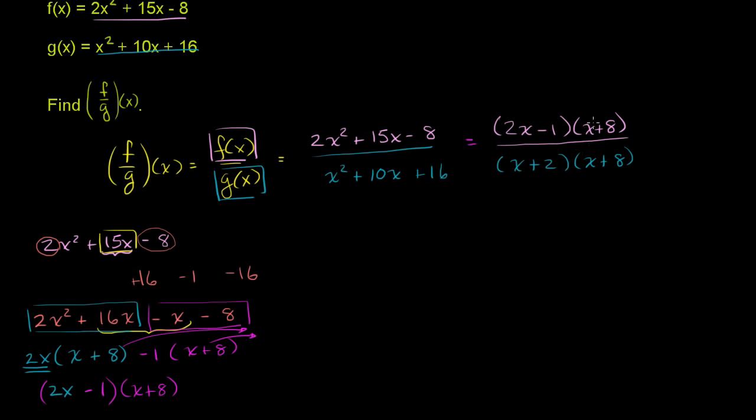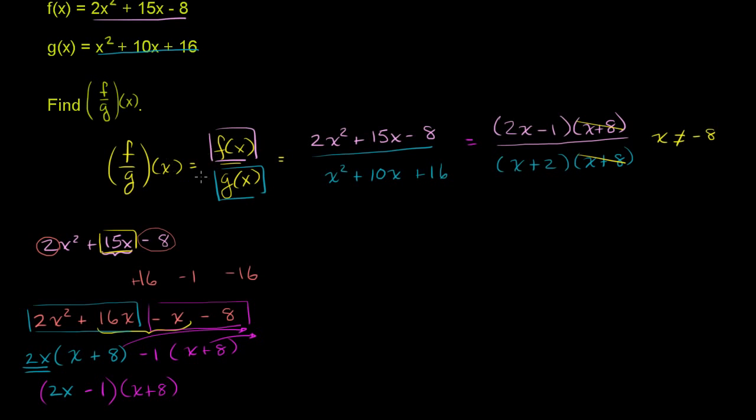We can divide the numerator and the denominator by x plus 8, assuming that x does not equal negative 8. Because this function right over here, defined by f divided by g, is not defined when g of x is equal to 0, because then you have something divided by 0. And the only times that g of x is equal to 0 is when x is equal to negative 2 or x is equal to negative 8. So if we divide the numerator and the denominator by x plus 8 to simplify it, in order to not change the function definition, we have to still put the constraint that x cannot be equal to negative 8.